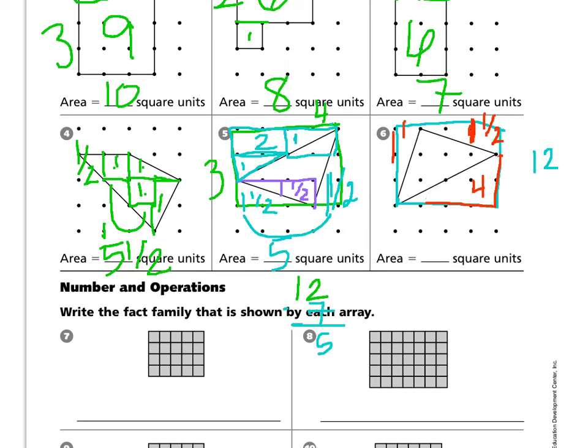So then I can add up 1 and a half plus 1 and a half, which is 3, plus 4 more, which is 7. 12 minus 7 is going to be 5 square units. Remember, you need your work in order to make sure that I know what you're doing.